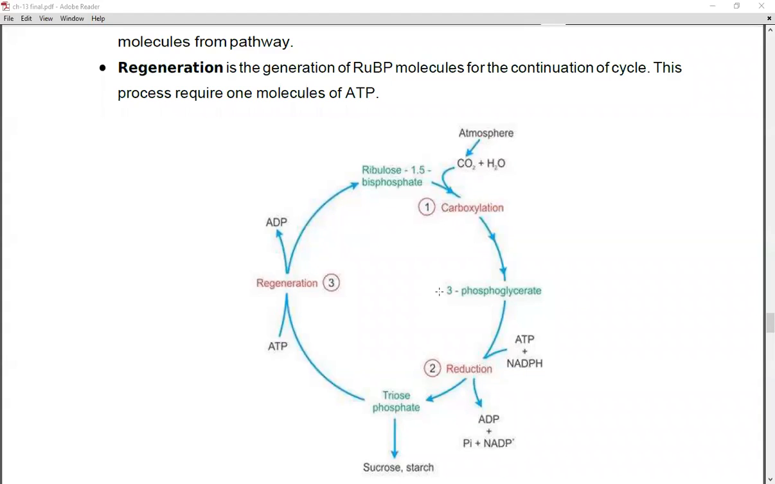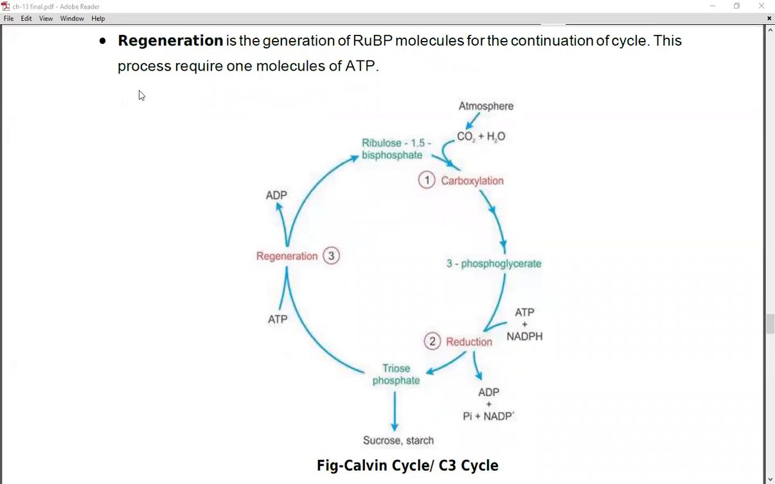But for this conversion, or for this regeneration of RuBP molecules, this process requires one molecule of ATP. So one molecule of ATP is being utilized, and it is reduced to ADP. So upon utilizing the energy, the RuBP is regenerated. So this is the third step of Calvin cycle, and that is regeneration, right?